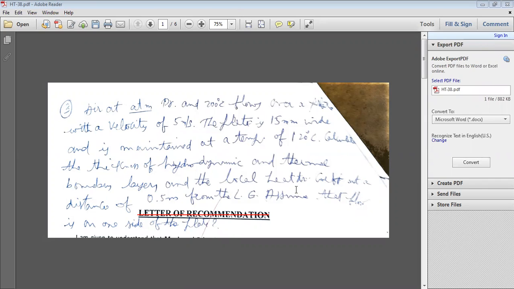So local heat transfer coefficient Hx. Assume that the flow is on one side of the plate. So that is the given problem. Already we have solved two problems in the last class.